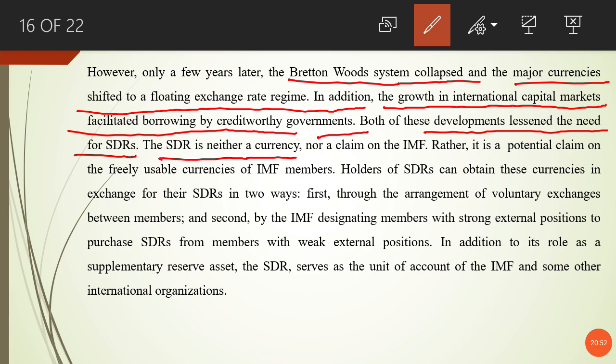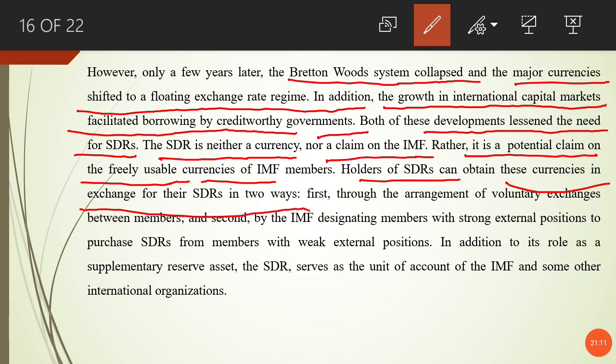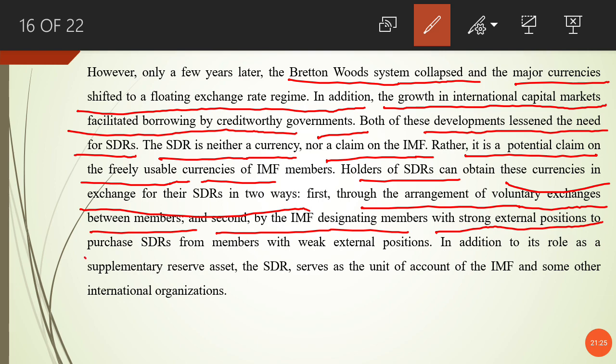The SDR is neither a currency nor a claim of the International Monetary Fund. Rather, it is a potential claim on the freely usable currencies of IMF members. Holders of SDRs can obtain these currencies in exchange for their SDRs in two ways. First, through the arrangement of voluntary exchange between members, and second, by the IMF designating members with a strong external position to purchase SDRs from members with a weak external position.